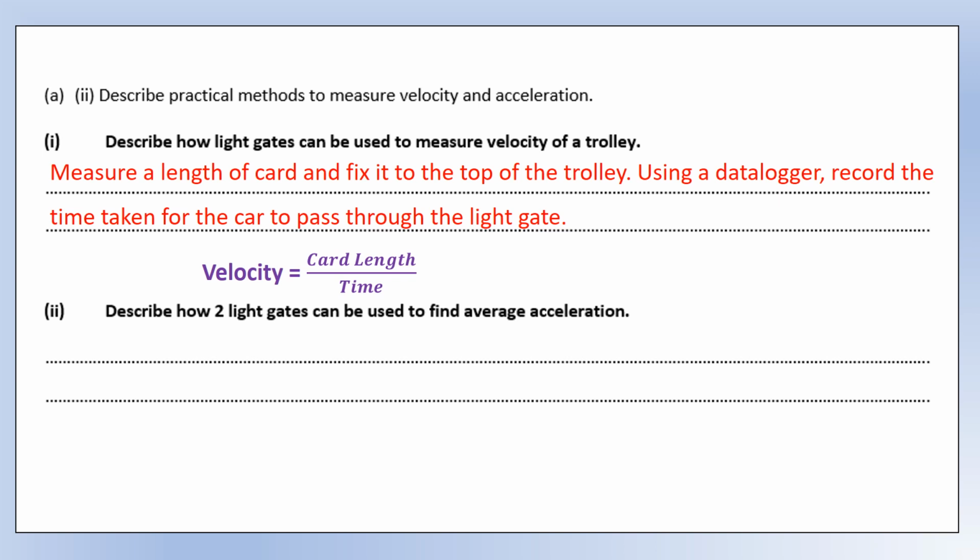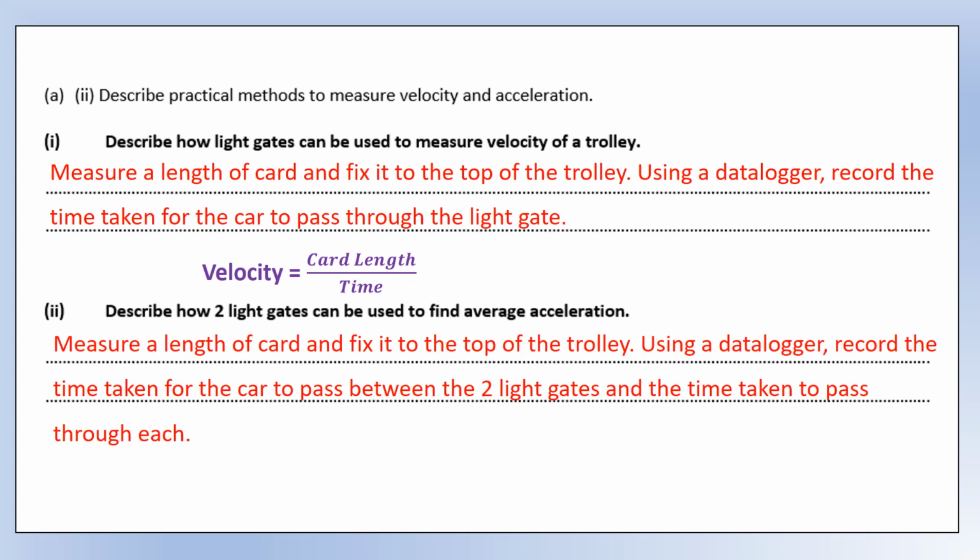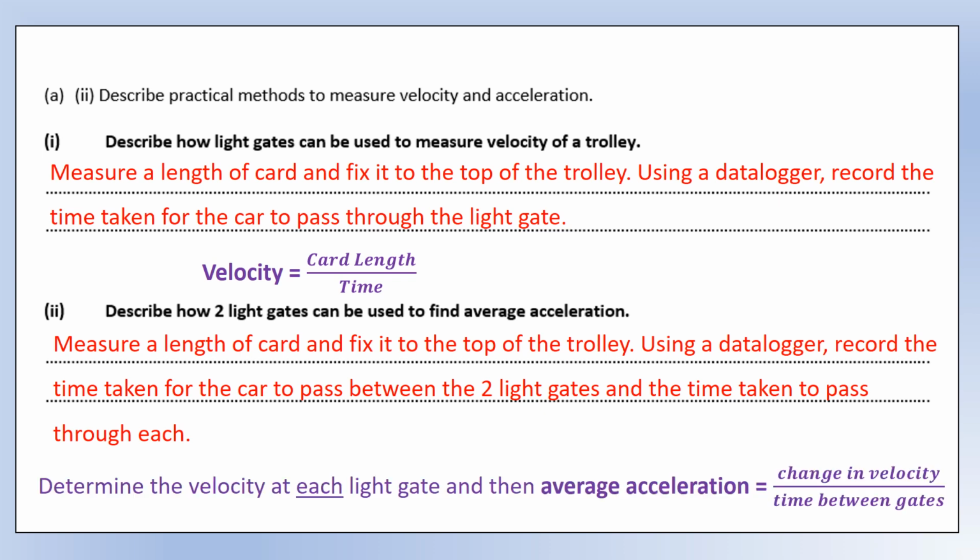We can also use light gates as a way of measuring acceleration, or at least average acceleration. We're going to go through the same process, except we're going to record the time taken for the card to pass between the two light gates, as well as the time taken to pass through each light gate. The time taken to pass through each light gate gives us the velocity at the start and end, and the time between them allows us to calculate the acceleration from those readings.